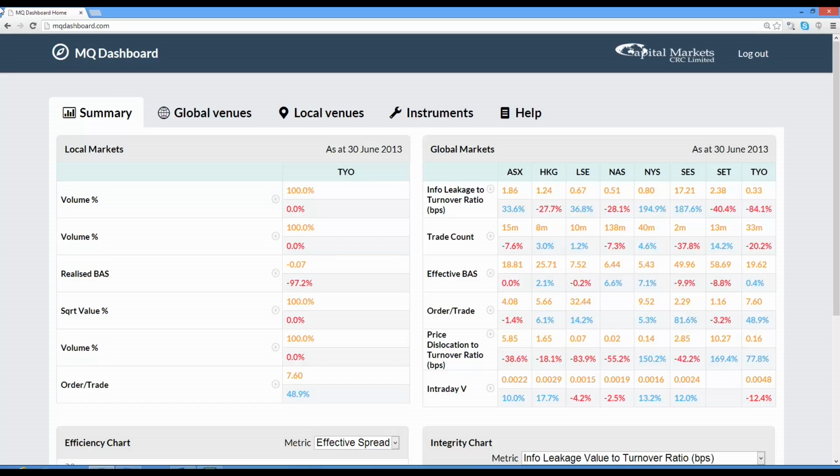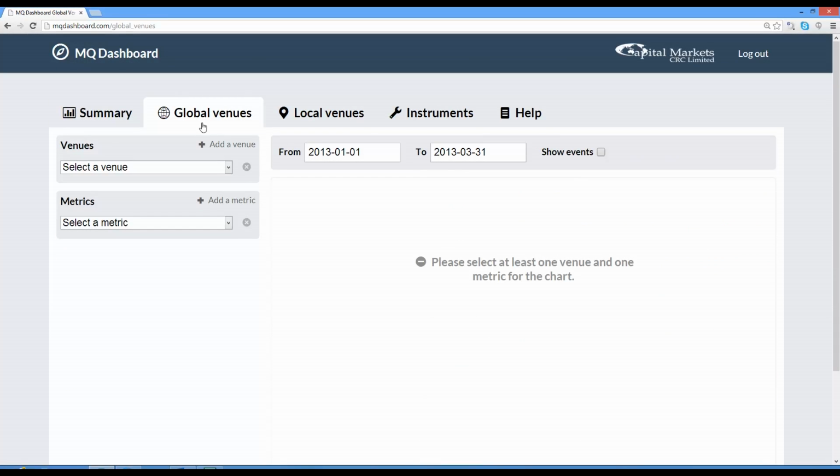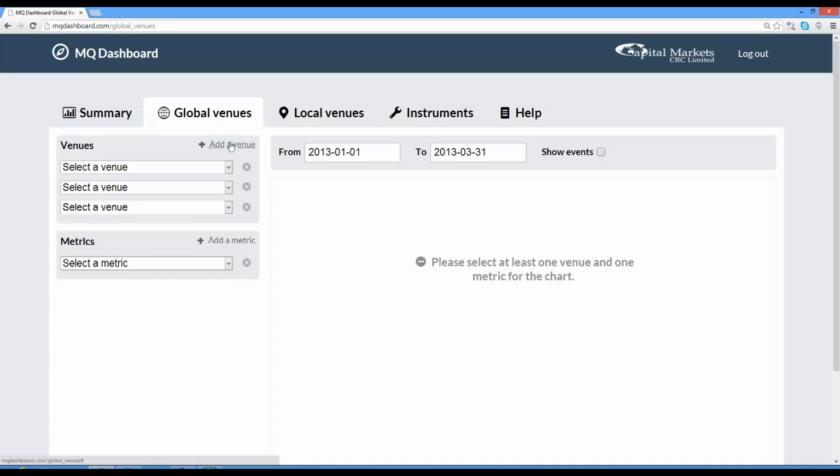In its simplest form, the Market Quality Dashboard is a tool designed to help us to understand the impact of market design change on the fairness and efficiency of markets. I'll start by comparing the efficiency of the Australian equities market to other markets in the region and in the world. I'll then look at the Japanese marketplace and in particular look at the introduction of the Arrowhead trading system to the marketplace. To complete example one, we need to go to the Global Venues tab and choose the five markets that we're interested in comparing.